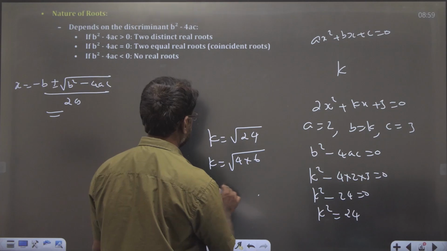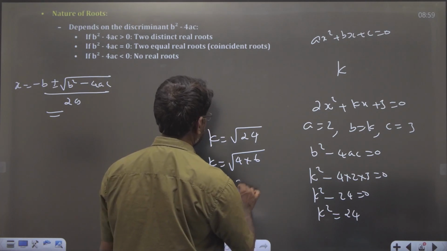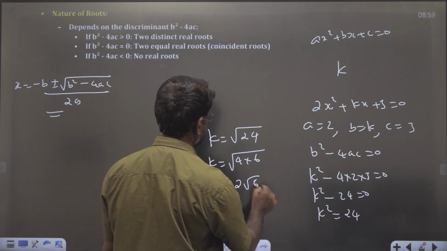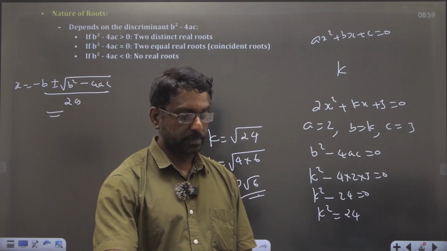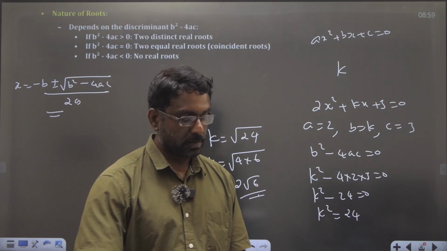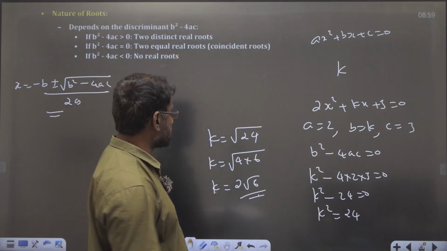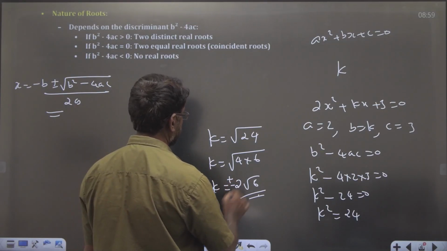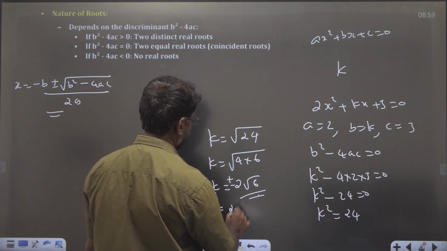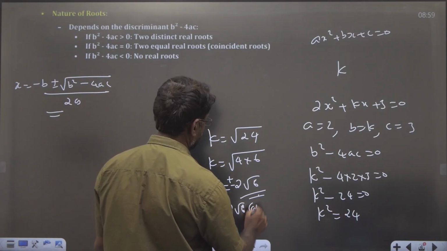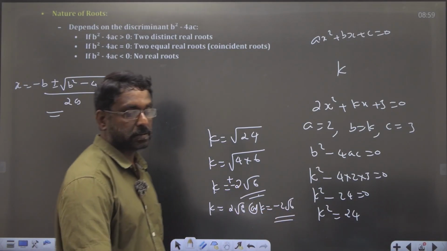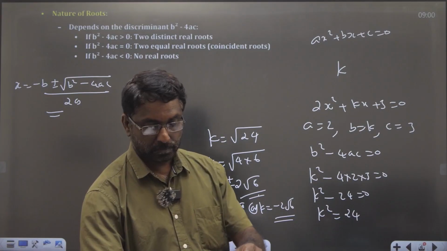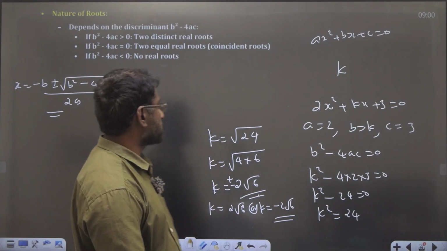That is k is equal to 2 root 6. This is the answer. It can be plus or minus also, no problem. k is equal to positive 2 root 6 or k is equal to minus 2 root 6. Both are answers. Okay, next question.